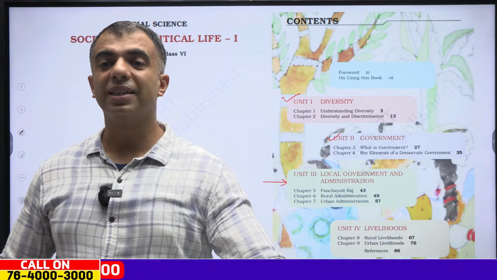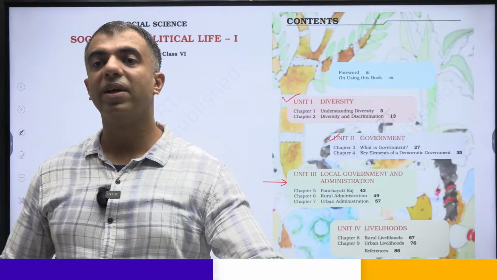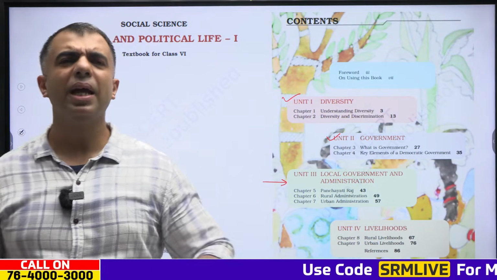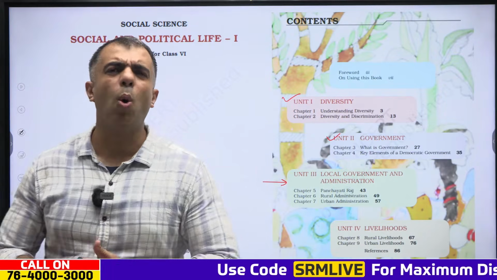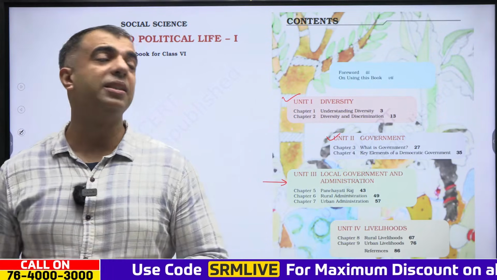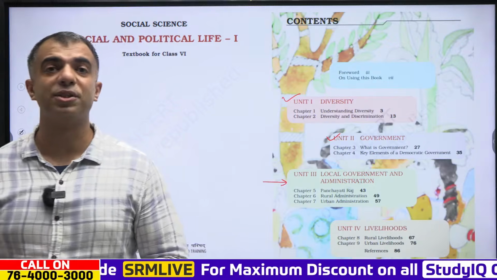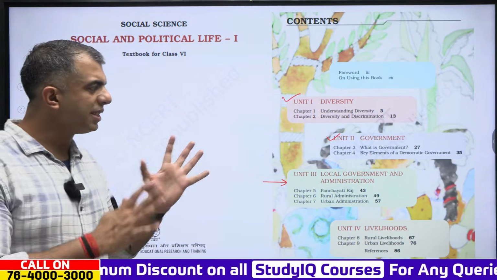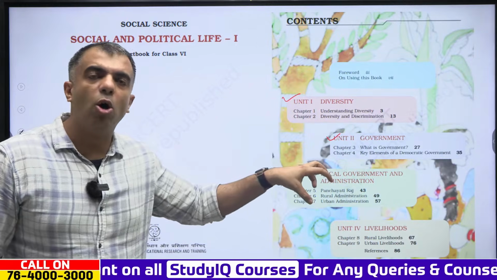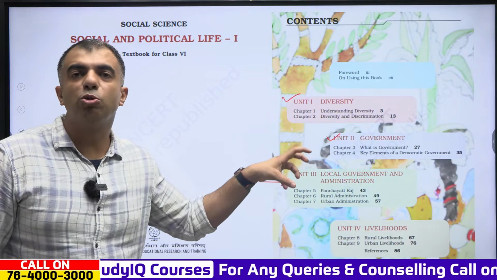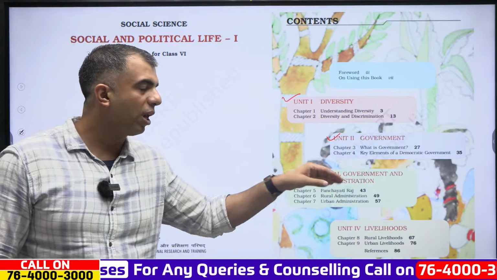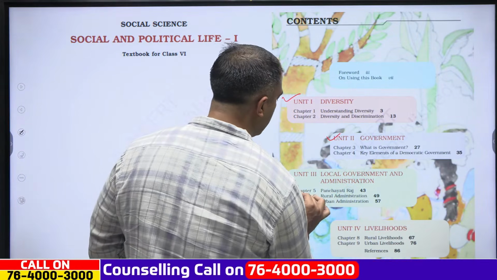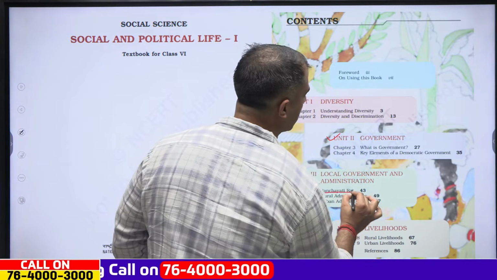Now, today's session is again a very, very important session. In today's session, we will be seeing how the Panchayati Raj institutions have been established in India. Clear? So before directly jumping onto the constitutional measures of local government and its administration, today we will take up the fifth chapter, which is the Panchayati Raj.